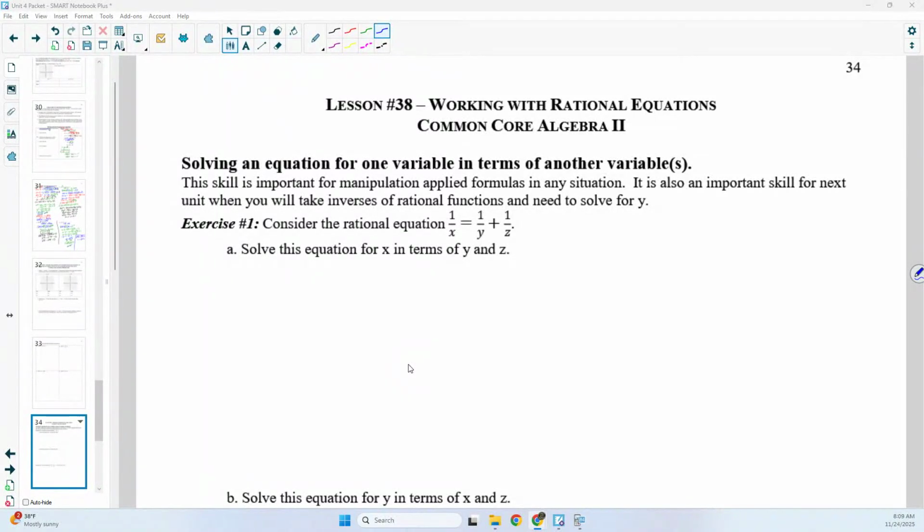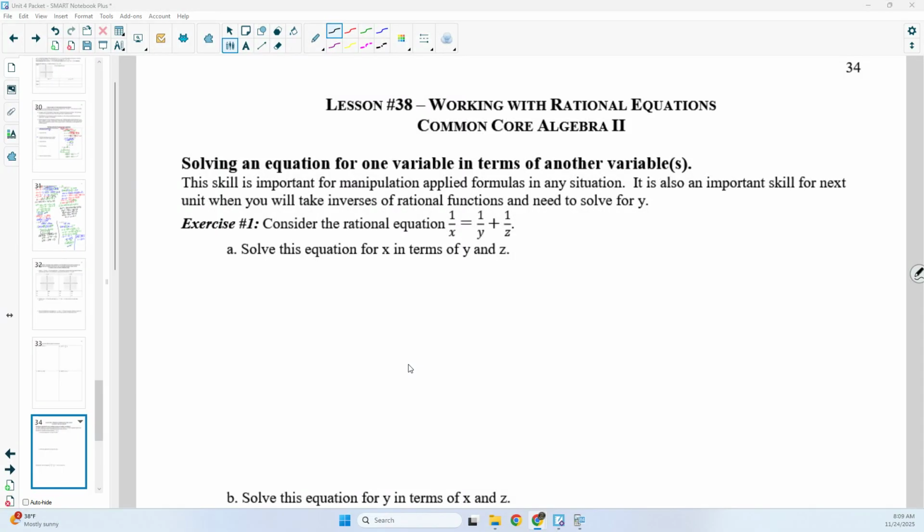So in the last lesson for the unit, we're going to go back to a couple other things we can do with rational equations, so those equations with variables and also fractions. So the first thing we're going to go over is those lovely equations that have multiple variables, and we're solving for one of them in terms of the other ones.